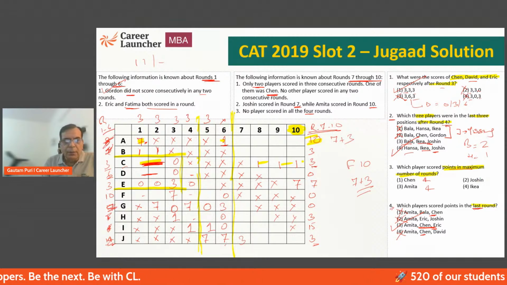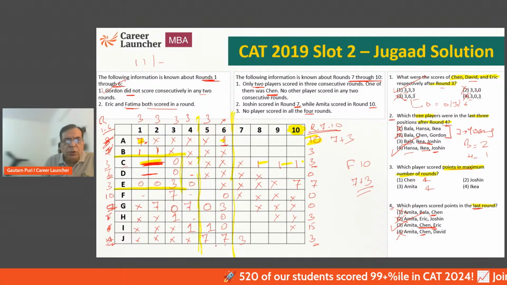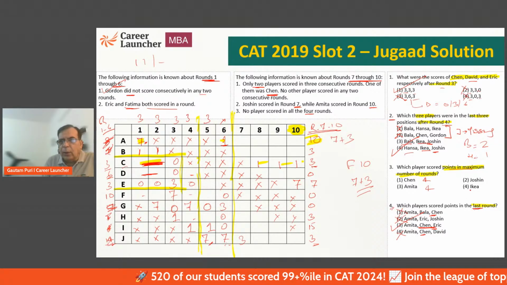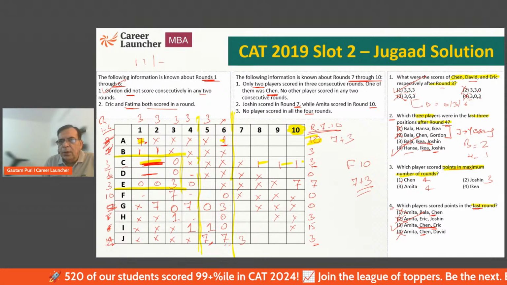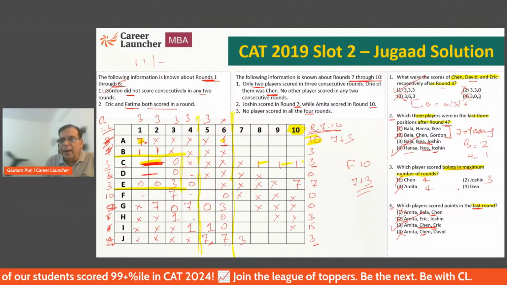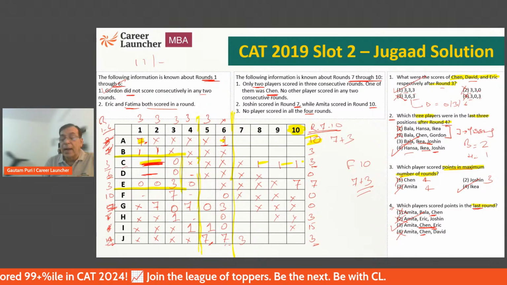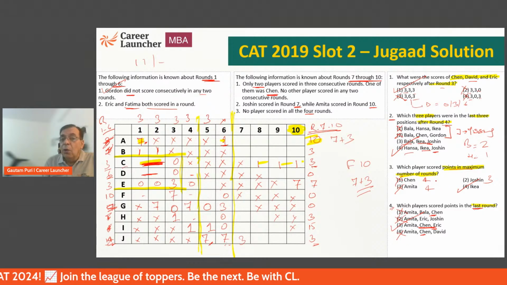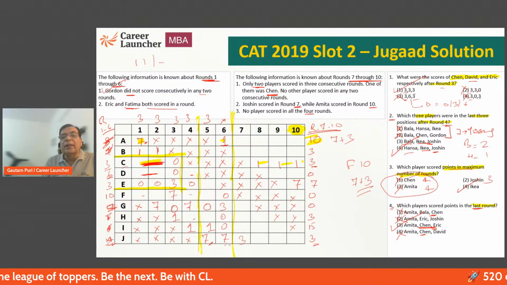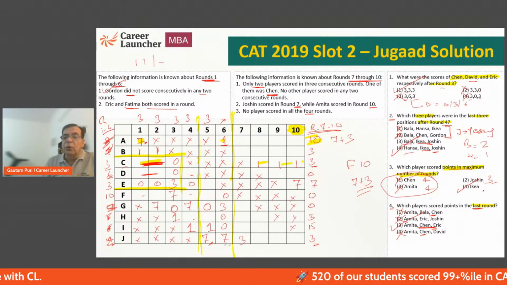What about Joshin? Joshin has scored in 1, 2, and 3 rounds. That means my answer should be IKEA. I have not solved it, I straight away can say. Why? Because these 2 cannot be the answer because both of them are 4. Joshin cannot be the answer because it is less than 4. The answer should be IKEA.